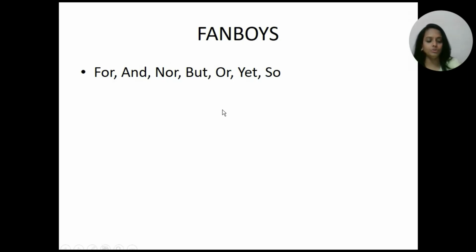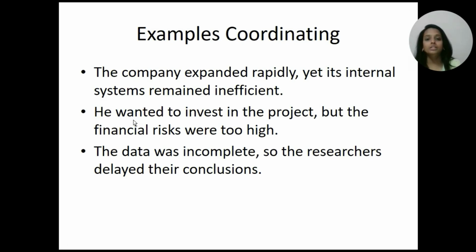And let me give you some examples here. The company expanded rapidly, yet its internal systems remained inefficient. He wanted to invest in the project, but the financial risks were too high. The data was incomplete, so the researchers delayed their conclusion. So, if you separate each of these sentences into two sentences, they still remain complete sentences, but the conjunction gives you additional value by showing the relationship, right?